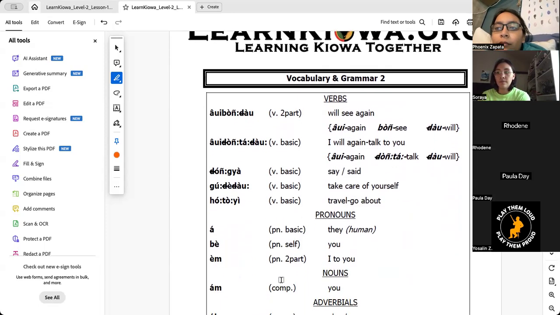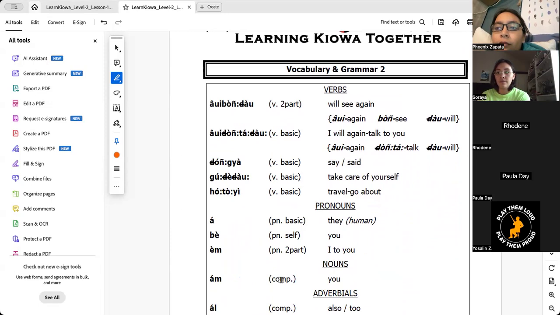So that was a short list of greetings, but there's a lot of language that we can break down. And the second piece is the verbs that go along with these greetings. Like you were talking about, I bone daw. That daw is the future. Bone is to see, and that daw is in the future. I will see you again. The same goes for I don't ta daw. I will talk to you again. You just got to work on that. That's a hard word.